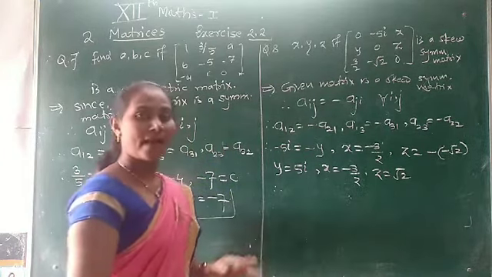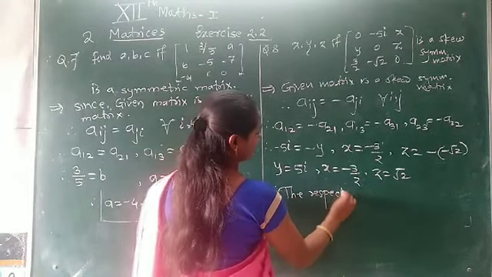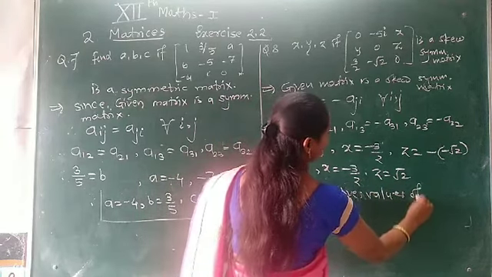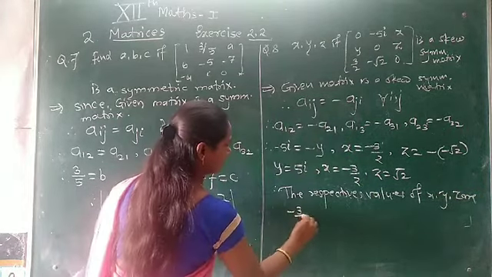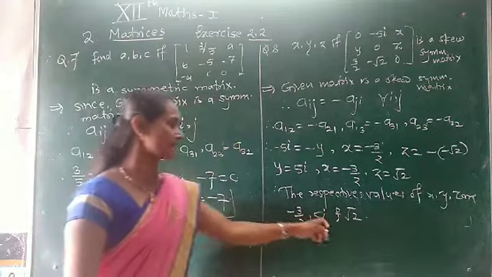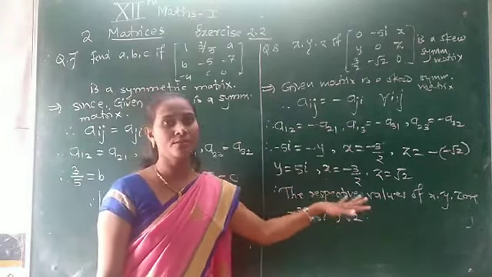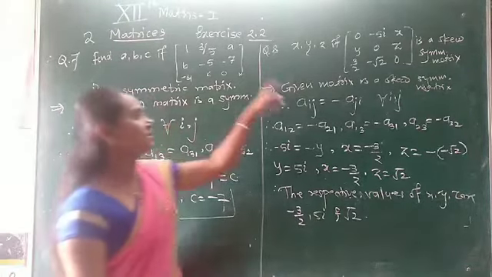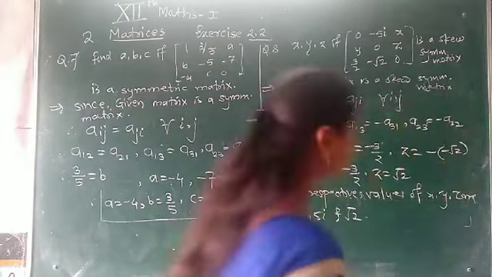Therefore, the respective values of x, y, z are minus 3/2, 5i and root 2. So this is x, y and z. The previous one is from a symmetric matrix and this is from a skew symmetric matrix. There is only one difference. In a symmetric matrix, aij is aji, and in a skew symmetric matrix, aij is equal to minus aji. Now, what is question number 8? Sorry, question number 9.